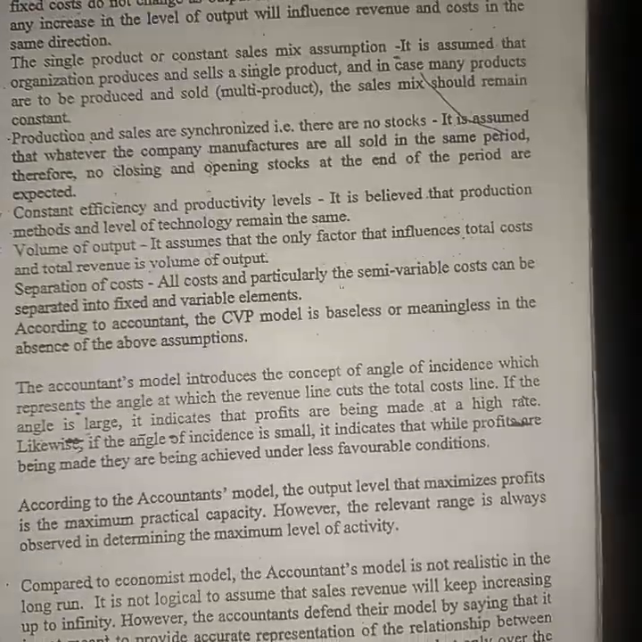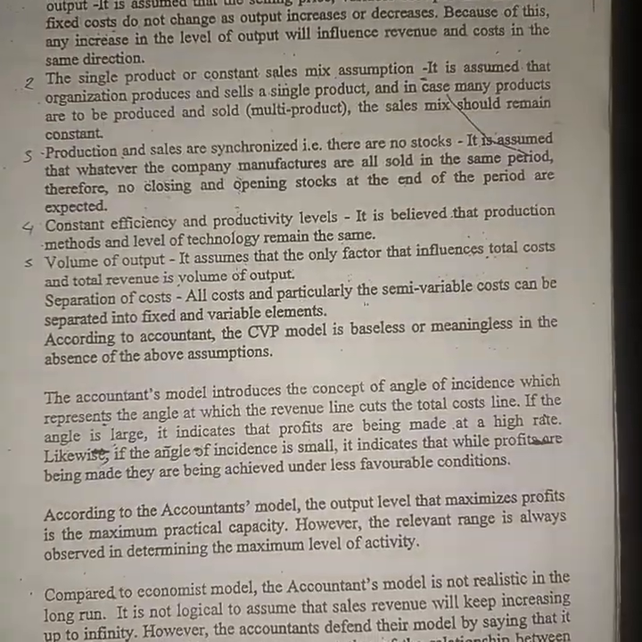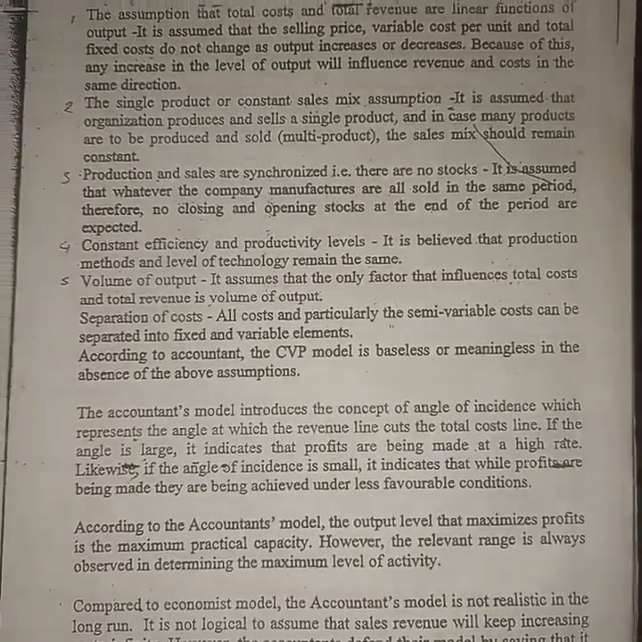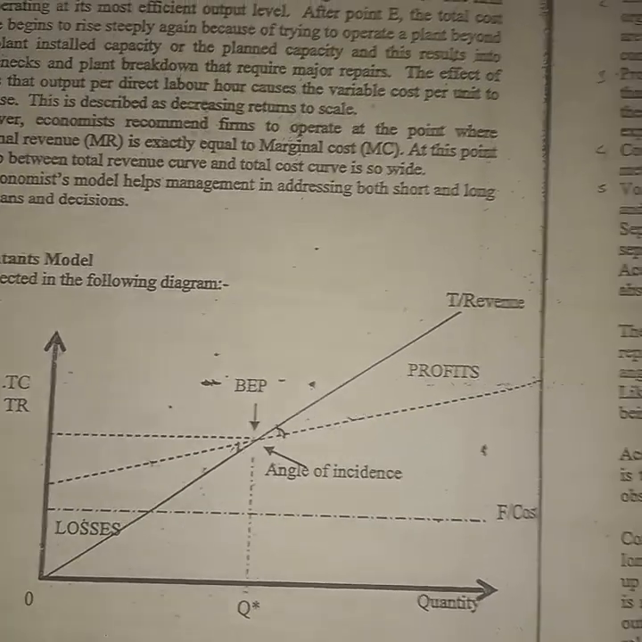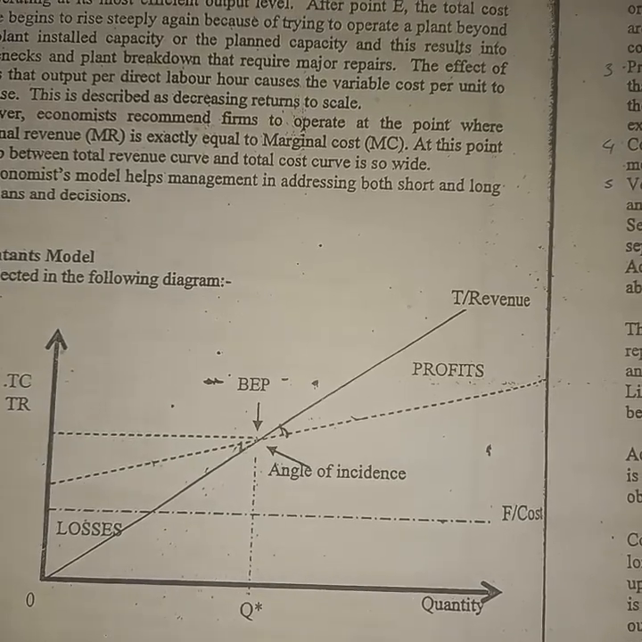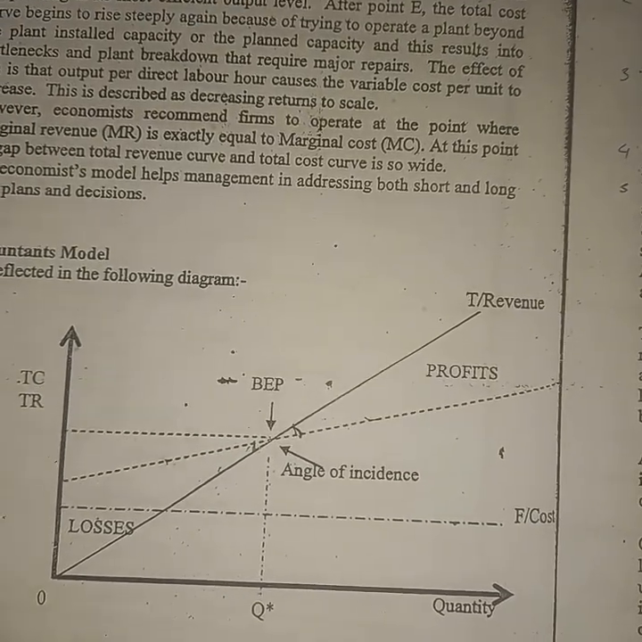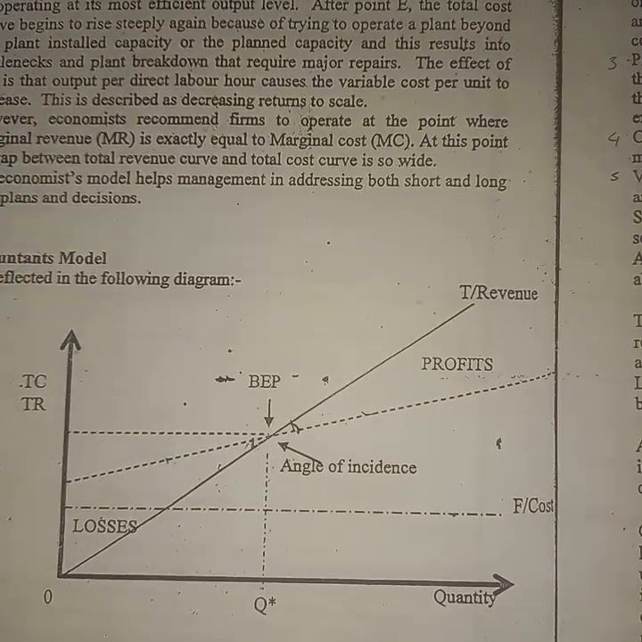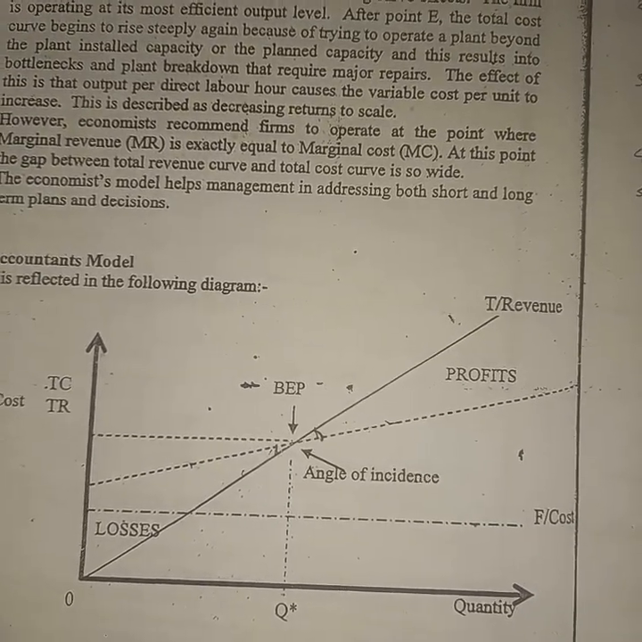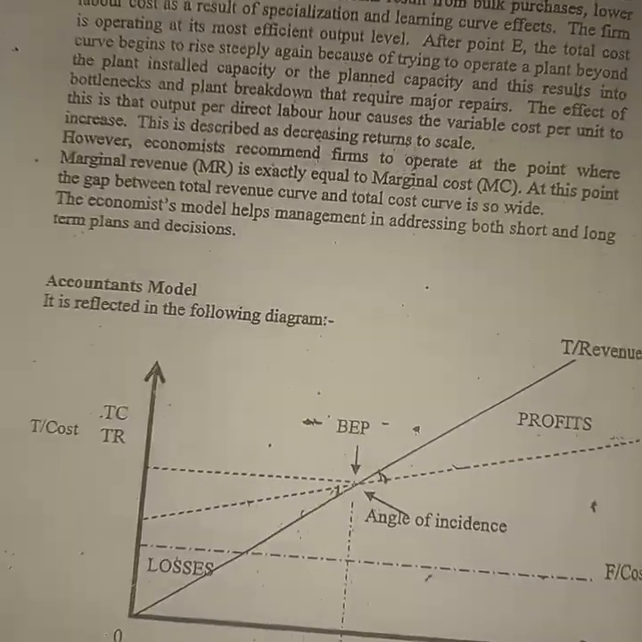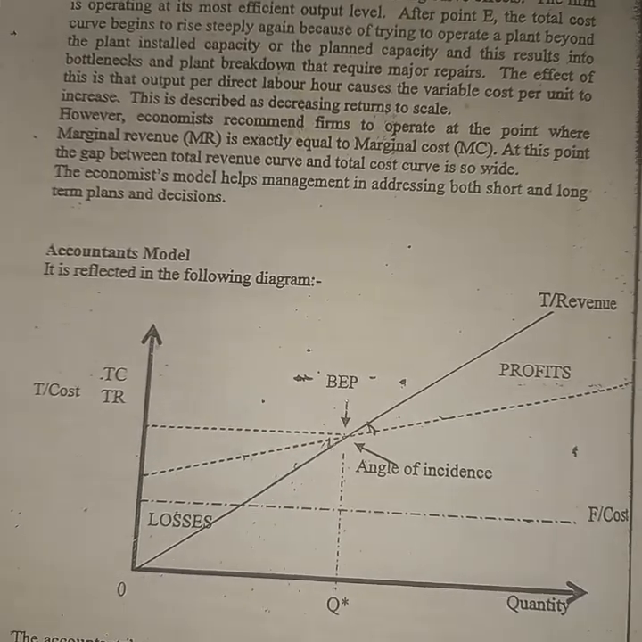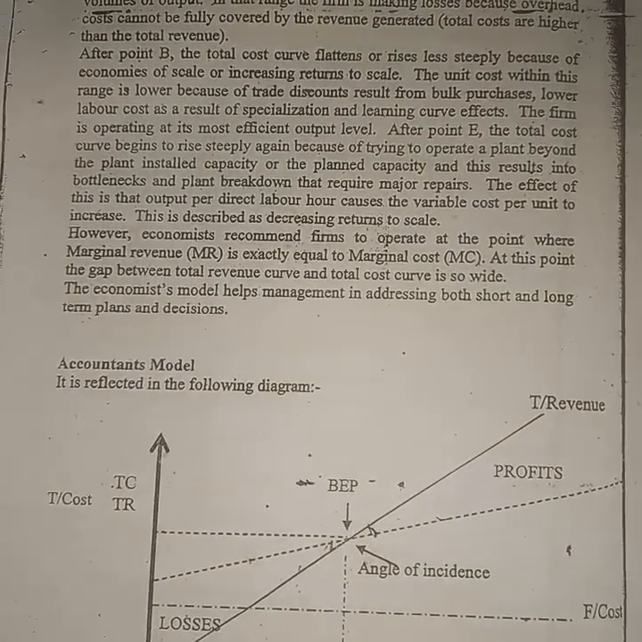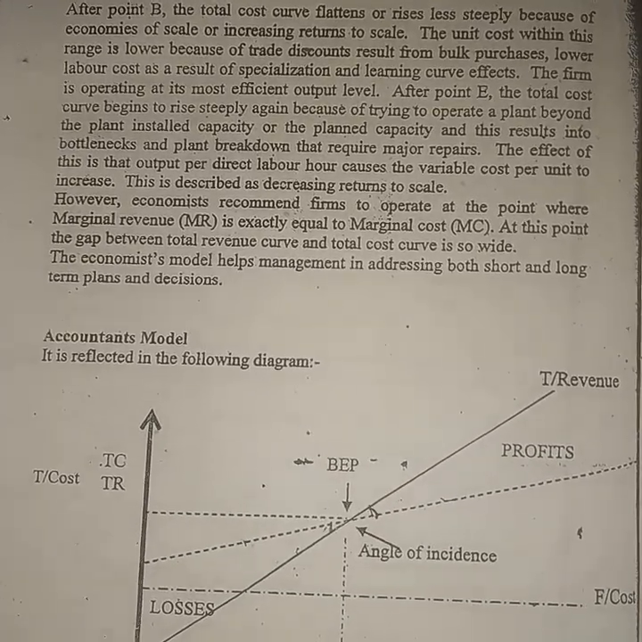So I had promised to look at the angle of incidence. The angle of incidence in our graph, which you are looking at, is the angle at which the revenue line cuts the total cost line. If the angle is large, it indicates that the profits are being made at a high rate. But in case the angle of incidence is small, it means we are making profit but at a low rate, and we are passing through less favorable conditions to make those profits.